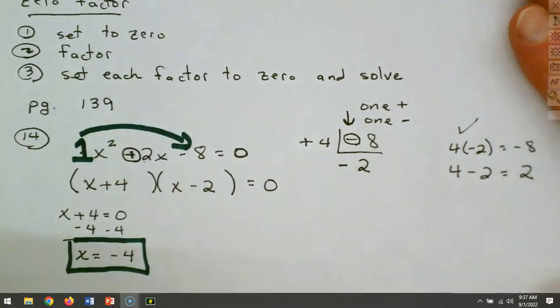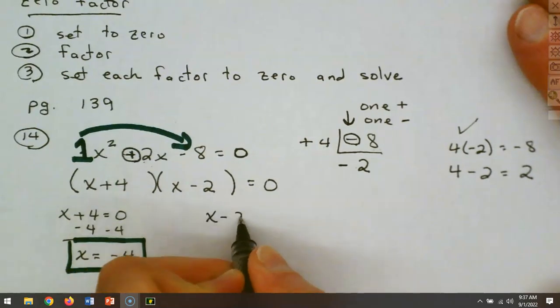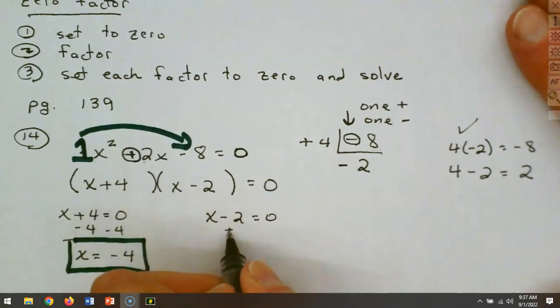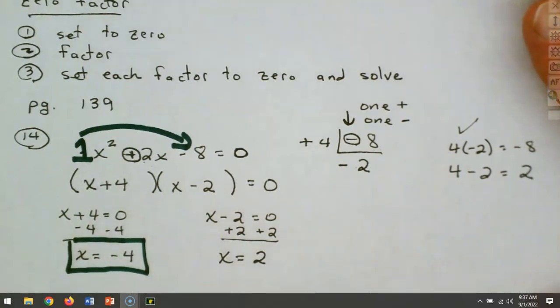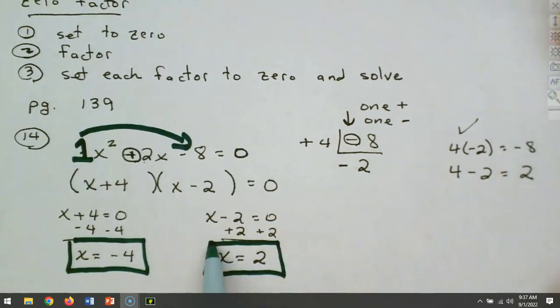What about the other one? X minus 2 equals 0. So we add our 2, and we get now, for our second solution, x equals what? Positive 2.